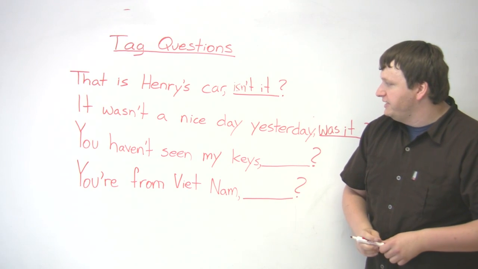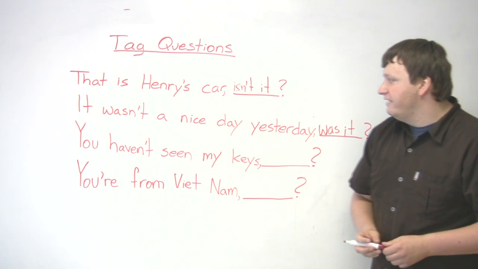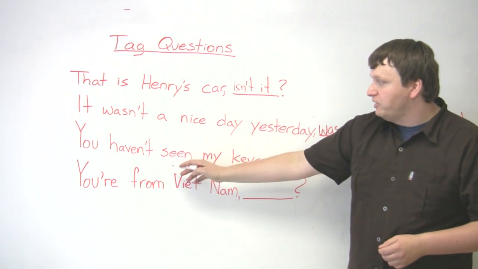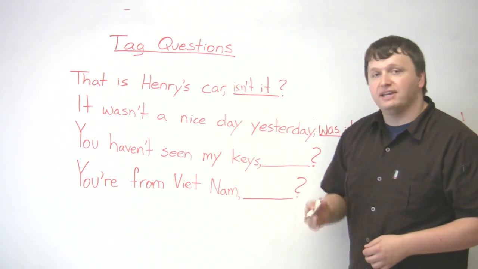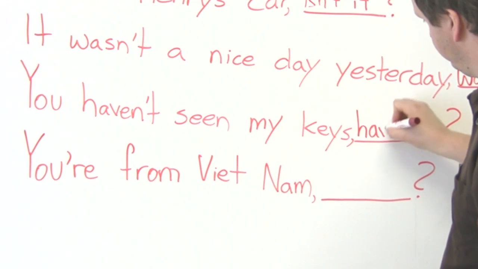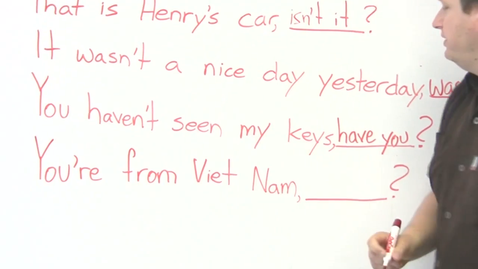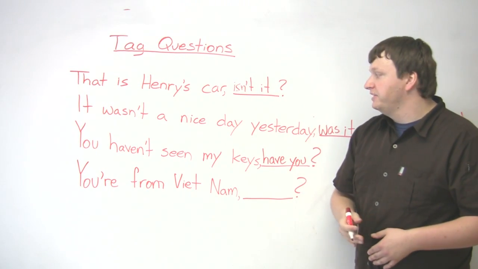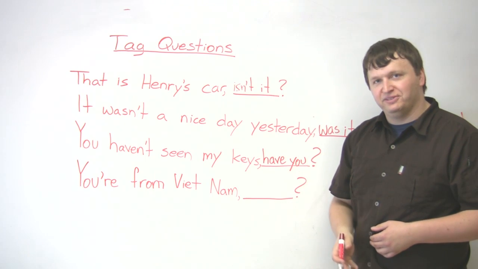You haven't seen my keys. So we have haven't, again, negative, past participle, my keys. You haven't seen my keys. Have you? Okay, here you're trying to get information, right? So your voice would go up at the end. You haven't seen my keys, have you? Versus you haven't seen my keys, have you?